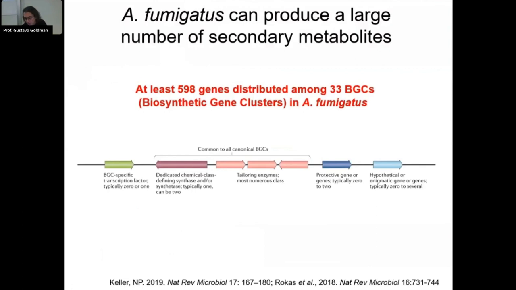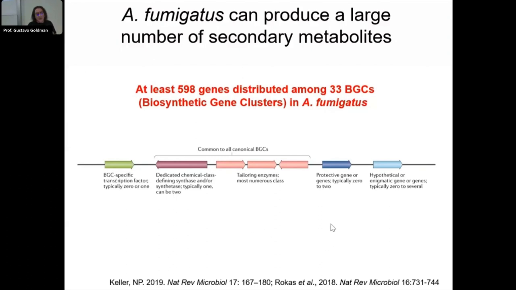I want to tell you a little bit about the organization of the biosynthetic gene clusters. Normally, there are several genes present in these clusters, but there are genes common to all canonical BGCs, like synthase or synthetase, that are important. They work on different precursors depending on the class of synthetase or synthase, and they can synthesize the first step in the biosynthesis. Then there are several decorating or tailor enzymes that can chemically modify many of these precursors. And then non-canonical elements are like transcription factors. We are going to talk about that along the presentation.